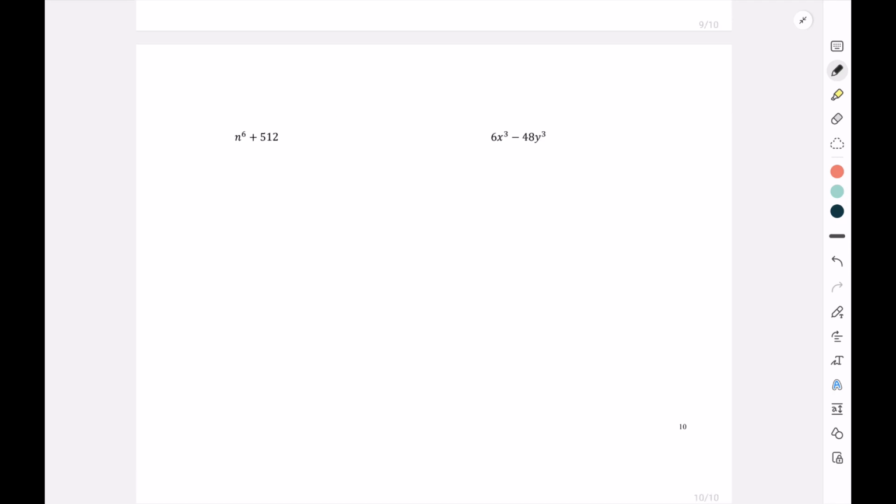So first we're given n to the 6th plus 512. So first we can see that it is a cube. If we take the cube root of each, we would have n squared cubed, and 8 cubed is 512. And so if we add it to our formula, so we have a plus b, and a squared minus ab plus b squared. We have a being n squared and b being 8.